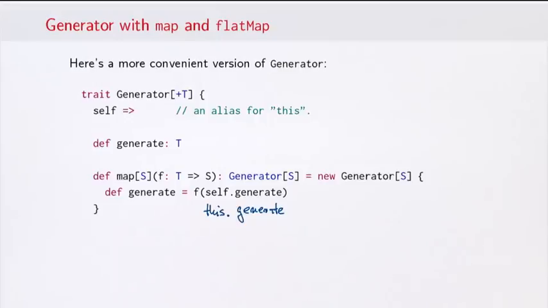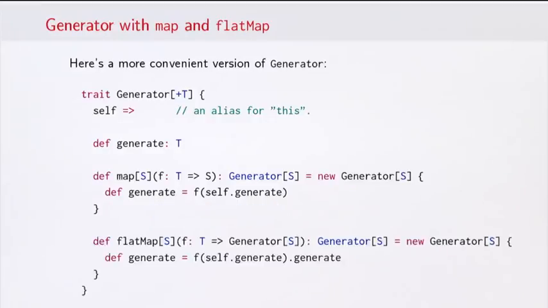Another way that could be achieved in both Java and also Scala would be to prefix the this with the name of the class. So we could have written Generator.this.generate, and that would have done the same thing. So the second thing we have to do is define flatMap on generators.